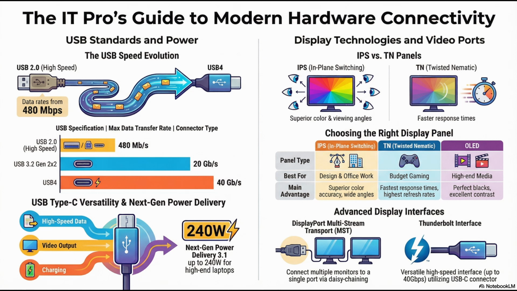It lets you daisy chain monitors. Oh, that's cool. Yeah, you plug your PC into monitor A and then run a short cable from monitor A to monitor B. You don't need two separate long cables going back to the computer. That is a much cleaner setup. It is. And DisplayPort has historically led the charge on adaptive sync like G-Sync and FreeSync. So on a PC, DisplayPort is usually the superior choice.